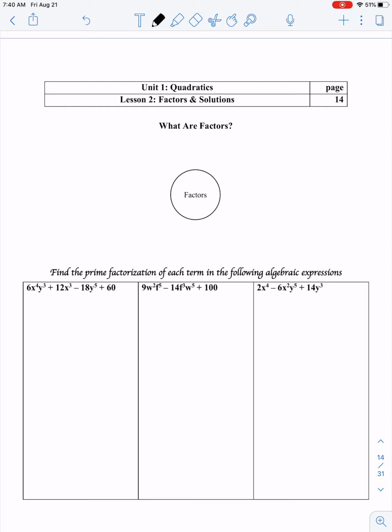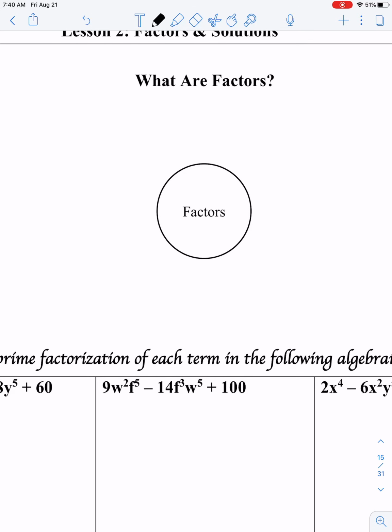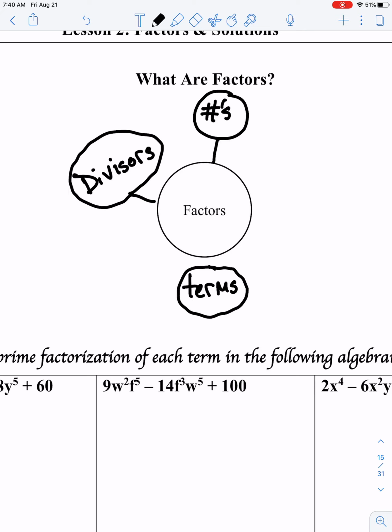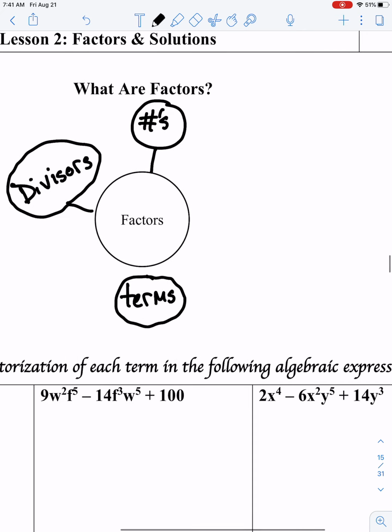We're now going to look at factors of quadratics. What factors are going to do is help us find solutions eventually. What are factors? Factors can be numbers. Factors can be terms. Factors are divisors. And then last but not least, factors can be thought of as parts.